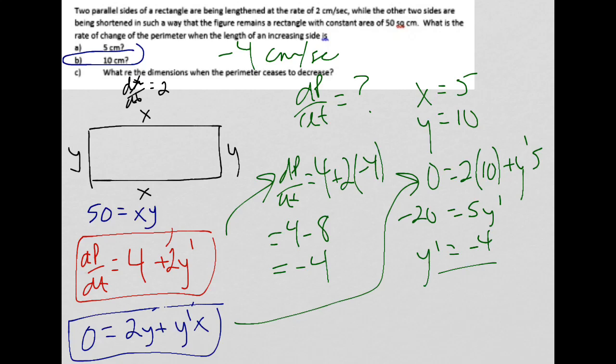And you should get 2 centimeters per second for part B. Hopefully that worked out. If it didn't, make sure you did the same steps all the way through here, and you should be able to find your error somewhere if that didn't work out to be 2 centimeters.